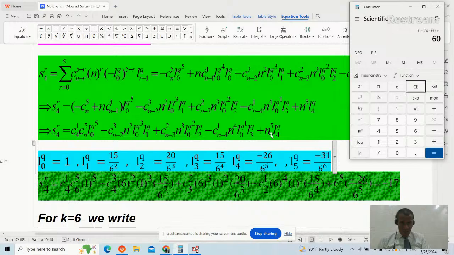The last one is 6 raised to the power 5 times L4. L4 is negative 26. Okay, let's see.